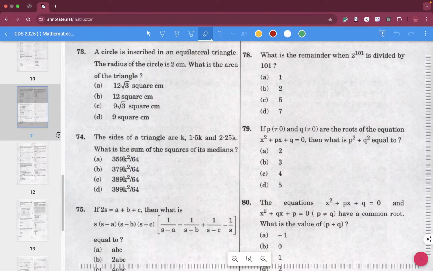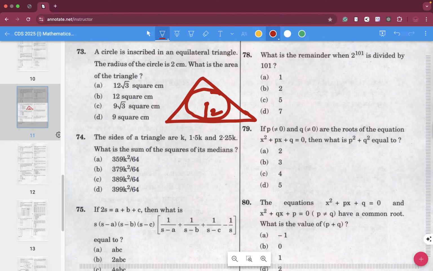A circle is inscribed in an equilateral triangle, right? Classical question: a circle being inscribed in an equilateral triangle, the radius of the circle is 2 centimeter. What is the area of the triangle? So you have over here an equilateral triangle, and a circle is inscribed in this equilateral triangle, right?